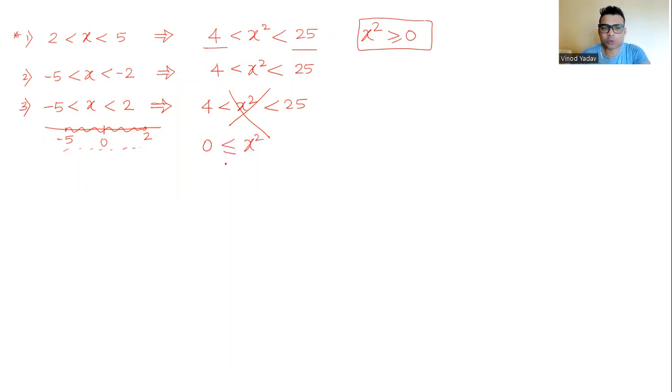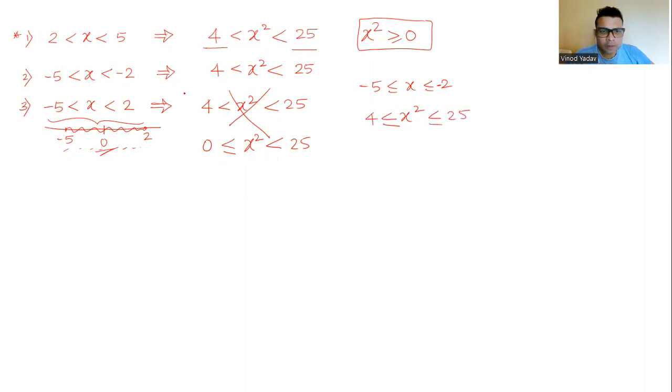I'm putting equal to also, because 0 is a part of that range. So after squaring 0, I'll get 0. And that will be the lowest value of the square, x square. And highest is still less than 25. See, if original inequality gives you equal to sign there, suppose if I take, say, minus 5 less than equal to x less than equal to 2, then after squaring, you can write equal to sign here also, right?